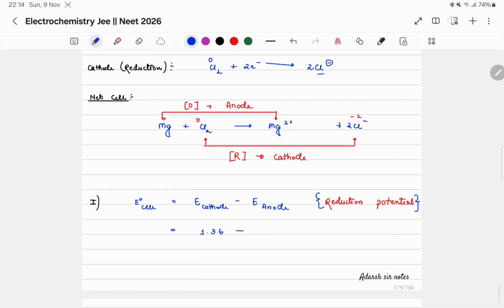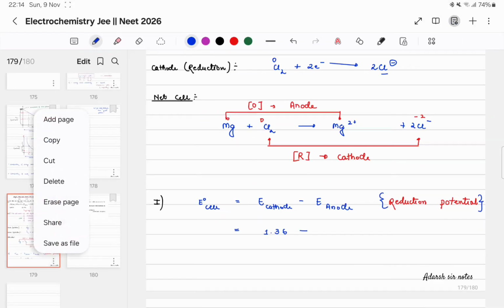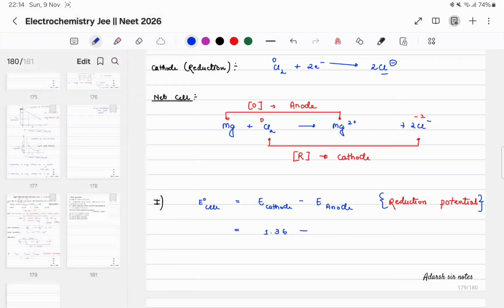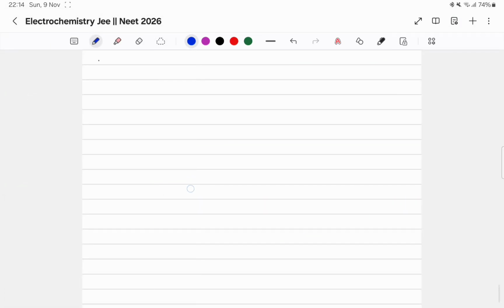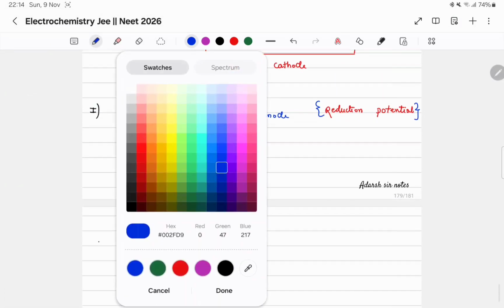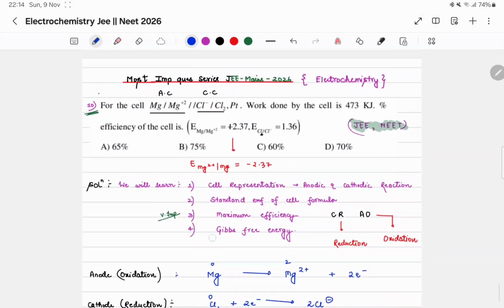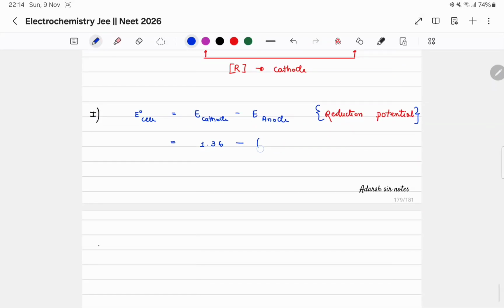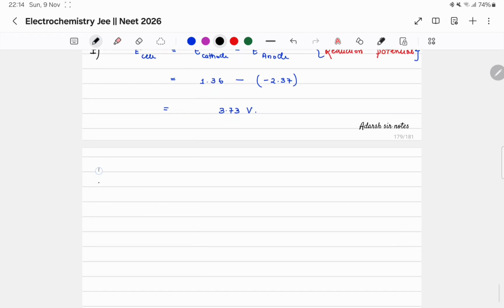So let me increase one more page. Right. So let's check. What do I need to write? Minus. Let me again see. Minus 2.37. That is the only step which is very important. Otherwise, it's not a very big or difficult question. 3.73 volt. Right. The moment I got 3.73 volt, now come to the second part.